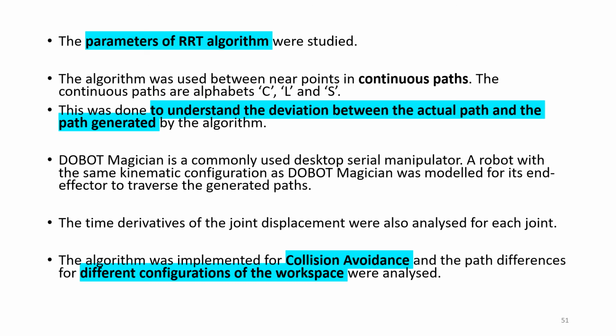Robot Magician is a commonly used desktop serial manipulator. A robot with the same kinematic configuration as Robot Magician was modeled for its end effector to traverse the generated paths. The time derivatives of the joint displacement were also analyzed for each joint. The algorithm was implemented for collision avoidance and the path differences for different configurations of the workspace were analyzed.